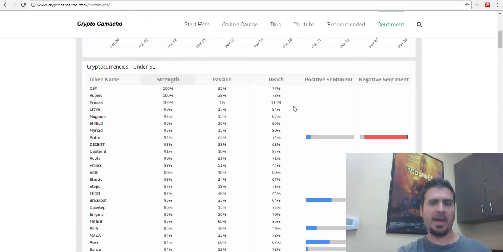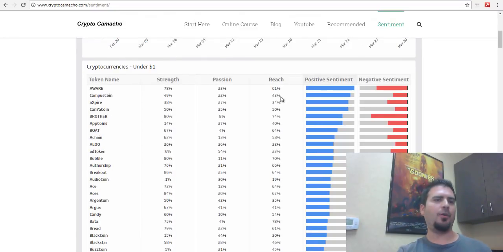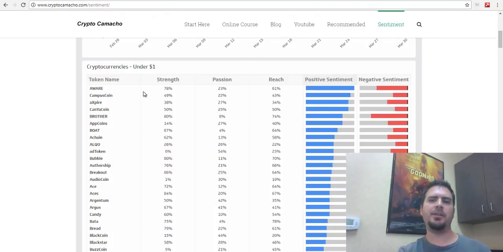The next piece is, here's the information that I am pulling from Social Mention, and I'm looking at all cryptocurrencies under $1 in this case, right? And I'm pulling in the strength, the passion, the reach, the positive sentiment, and the negative sentiment, all pulled in from Social Mention right here, right? So I'm pulling it into these charts, and then I'm able to sort on the different attributes or the different dimensions of that particular cryptocurrency, right?